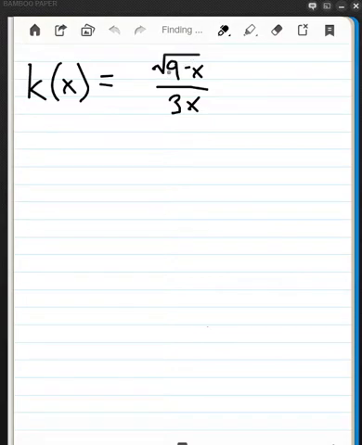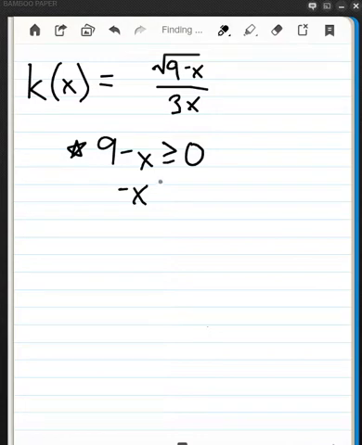Well, I have two different domain restrictions. The first one being in this numerator, 9 minus x has to be greater than or equal to 0. Let's solve for that one first. First domain restriction: 9 minus x has to be greater than or equal to 0. For notation, you're used to seeing x on the left side, so I'll subtract 9 from both sides and then divide by negative 1. X has to be less than or equal to 9. That's just the restriction under the square root.